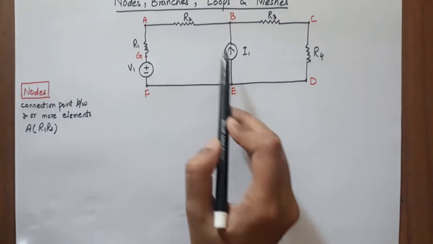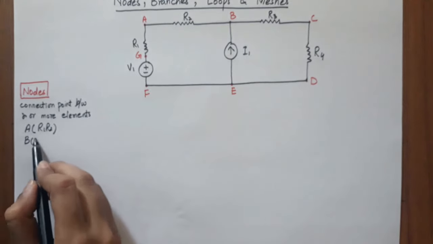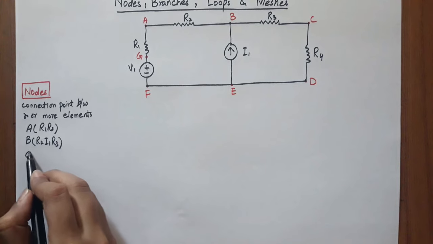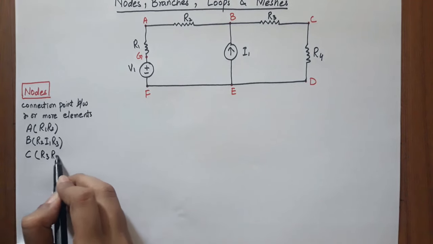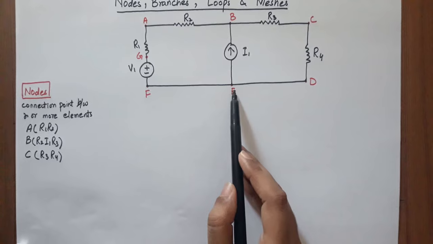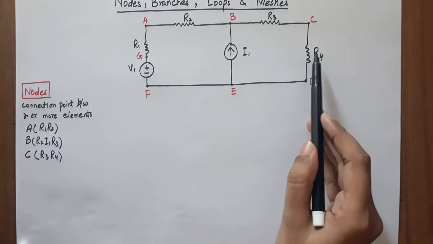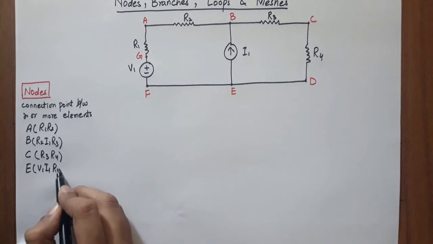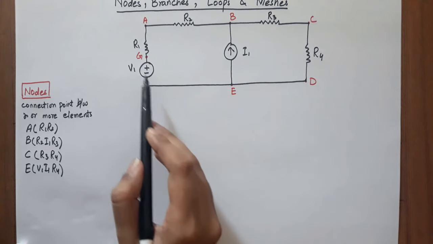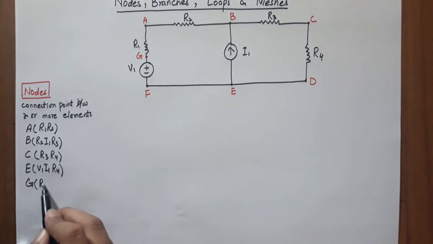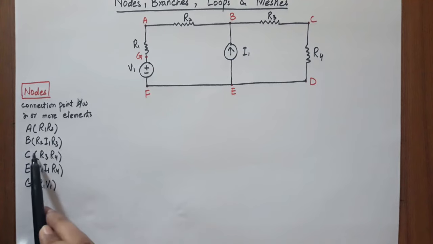Again, B is connecting R2, I1, R3. So it is connecting three elements. It is also a node. C is connecting R3, R4. So it is also a node. Again, D is only connected to one element, that is R4, so it is not a node. E is connecting I1, V1, R4, so it is a node. Again, F is connecting to only a single element, so it is not a node. G is connecting R1, V1, so it is a node. So we have 1, 2, 3, 4, 5 nodes in this circuit.